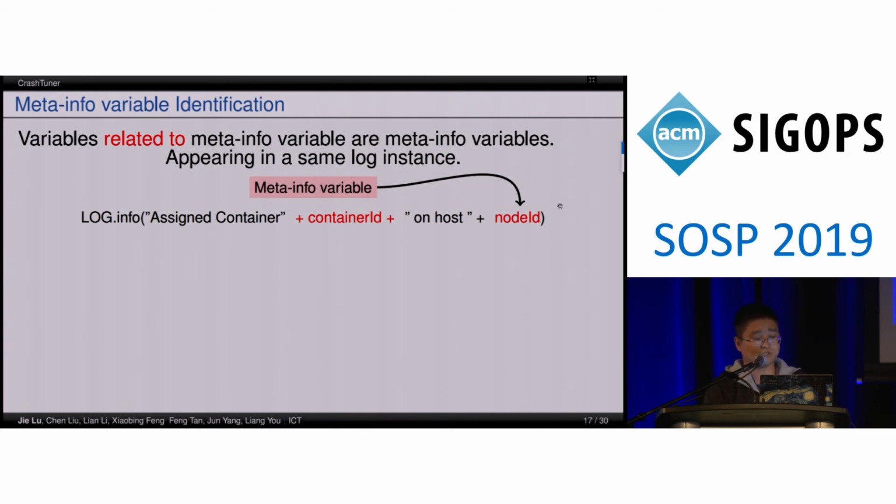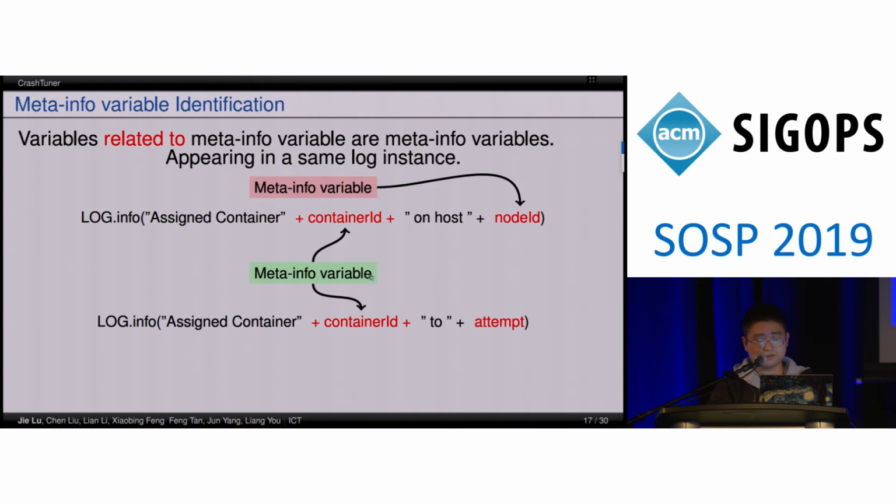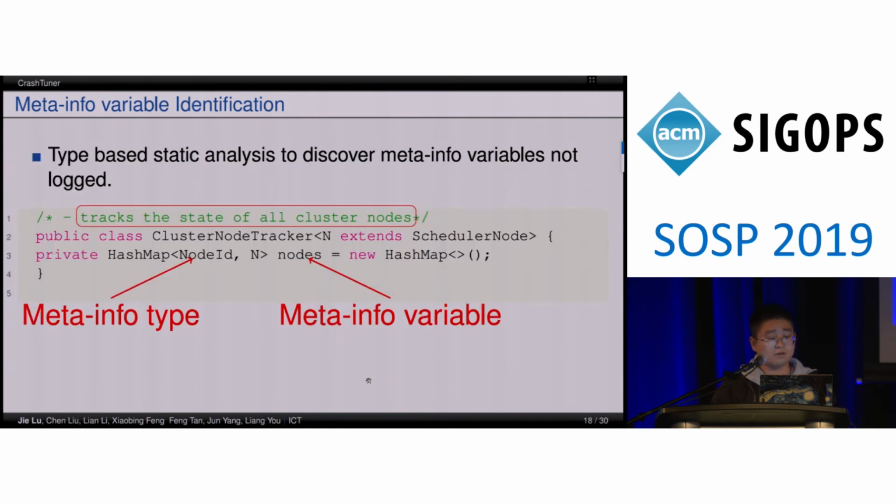Second, variables related to meta-info variables are also meta-info variables. Two variables are related when they appear in the same log instance. Take this log point for example. NodeID is a meta-info variable. So containerID is also a meta-info variable because they appear in the same log instance. Similarly, this log point shows that attempt is also a meta-info variable. We also use type-based static analysis to discover meta-info variables which are not logged.